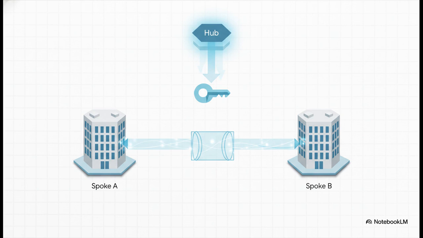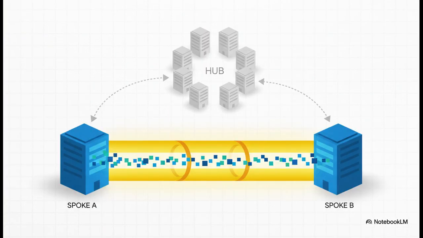And in step 3, the hub delivers. It does a quick lookup in its NHRP database and sends Spoke B's public IP address right back to Spoke A. Armed with this new information, Spoke A now has everything it needs to build a secure, direct tunnel straight to Spoke B, completely cutting the hub out of the conversation. And there you have it, success.